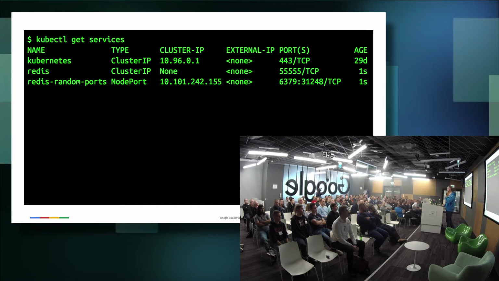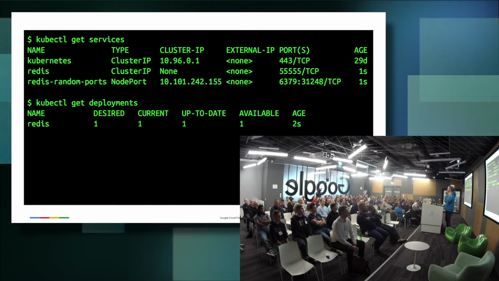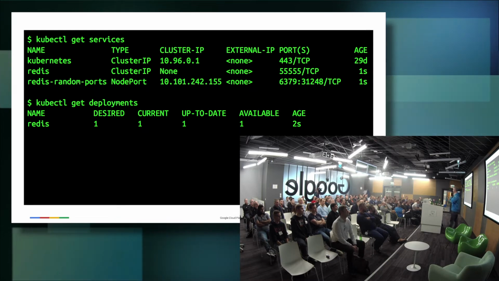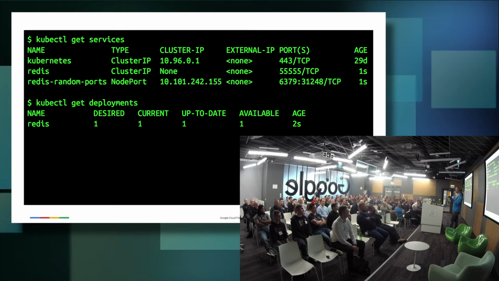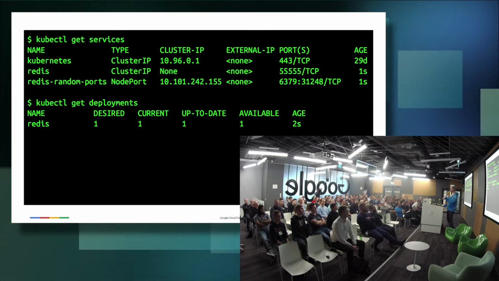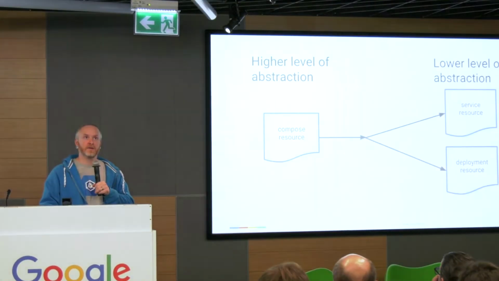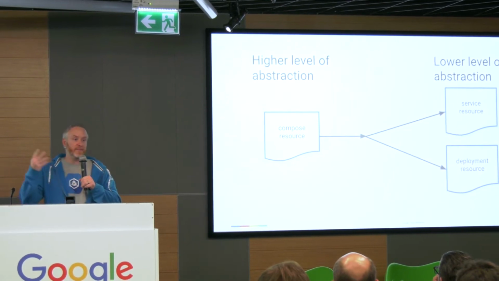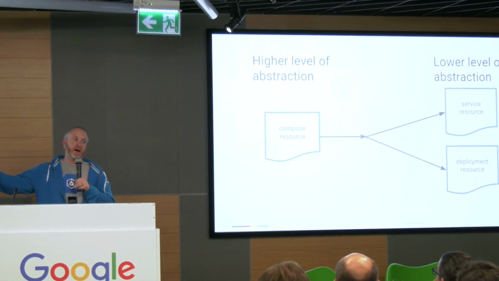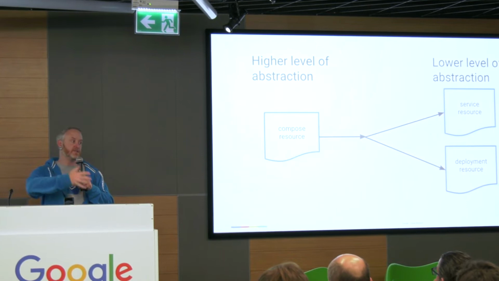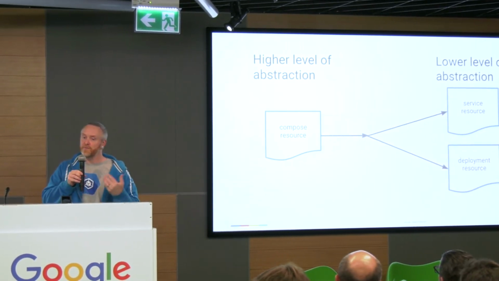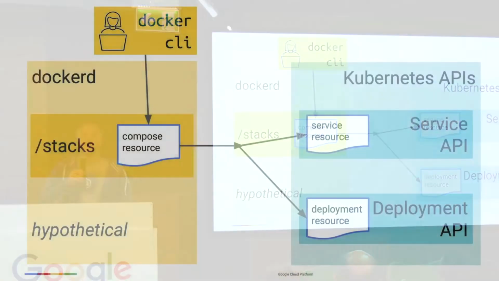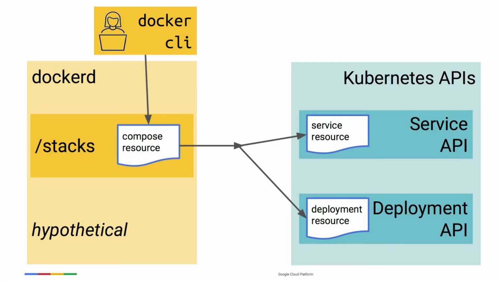Let's dig into exactly how that happened. Also, if I say kubectl get deployments, I can see that my Redis deployment is running. So when I ran that Docker Compose, it actually created a Kubernetes service and a deployment. What we've seen here is a pattern that we see over and over again. You take a higher level abstraction and convert it into a series of smaller, lower level abstractions, which the users don't have to deal with, but you can. So hypothetically, this might be how it works.